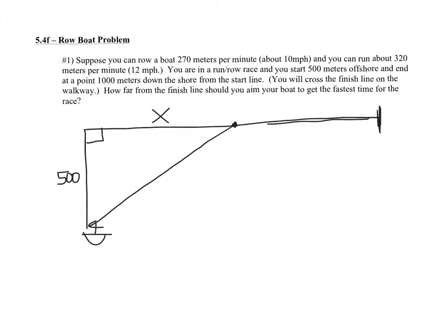And so this other area, this part right here, do you know what that would be in terms of x? Let's see. You will cross the finish line on the walkway 1,000 meters from the shore down. So this is going to be 1,000 minus x. 1,000 is the entire thing. You're 500 meters off the shore, and you end at a point 1,000 meters down the shore from the start line. The whole thing's 1,000.